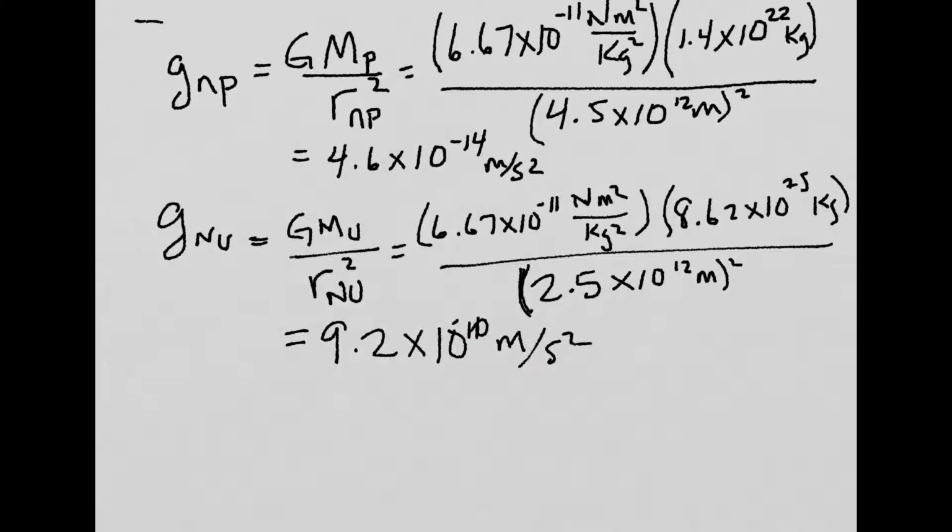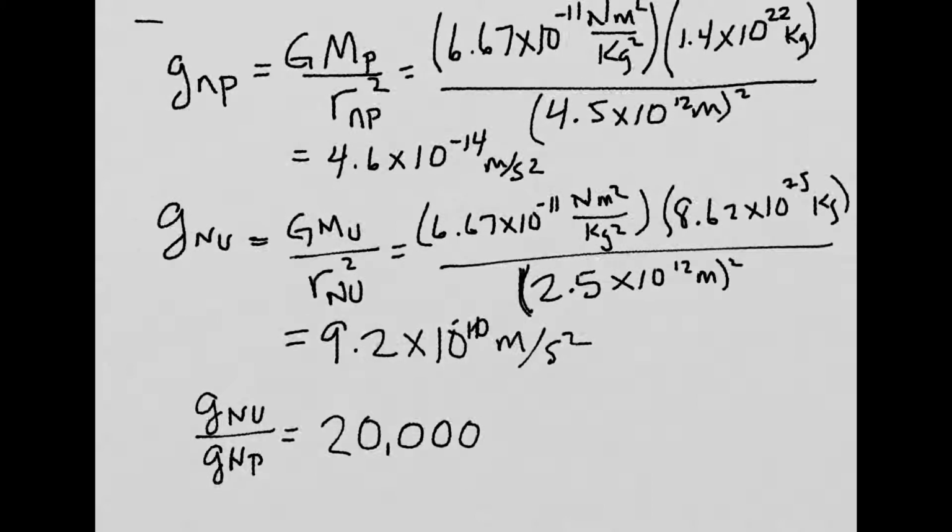Sorry, that's kind of hard to read. That's 10 to the minus 10. And so if we take the ratio of the gravity of Uranus on Neptune to the gravity of Pluto on Neptune, we get a ratio of actually 20,000. So Uranus has an impact 20,000 times greater on Neptune than Pluto.